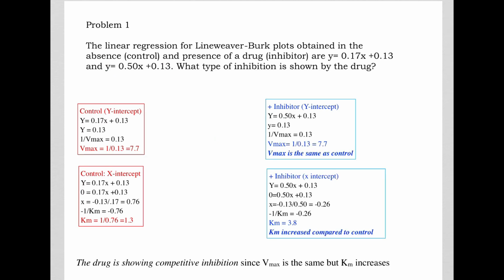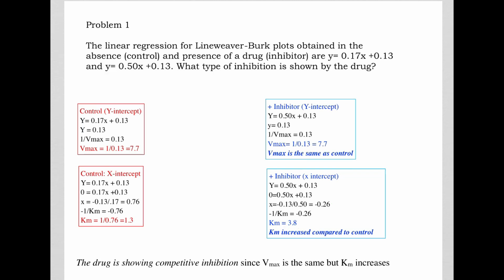Now we find the Km in the presence of the inhibitor. Once again, we have our regression equation in the presence of the drug. Putting y equals 0 will give us the x-intercept. If we work that out, the x-intercept comes out to be minus 0.26, and the x-intercept is minus 1 over Km, and then you can work out Km. Km comes out to be 3.8.